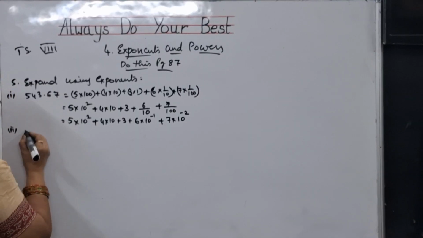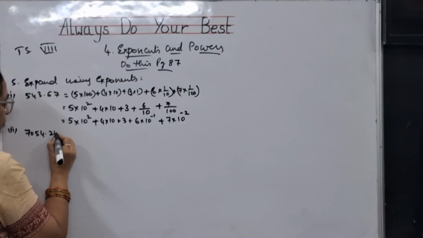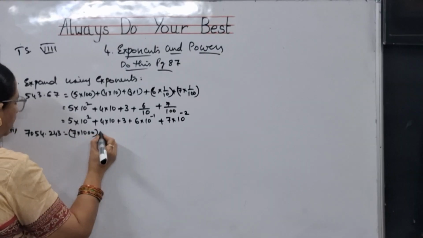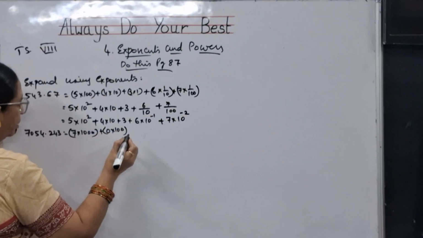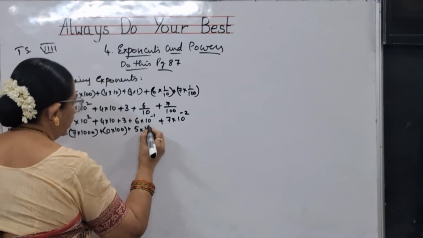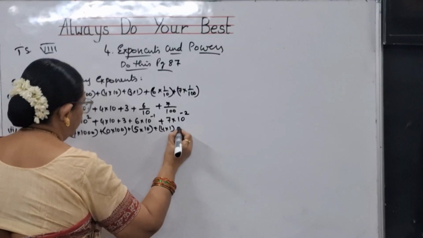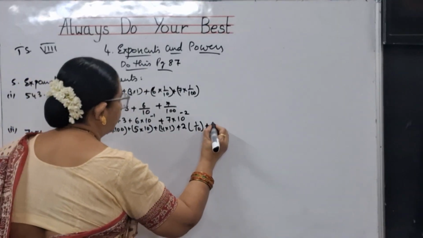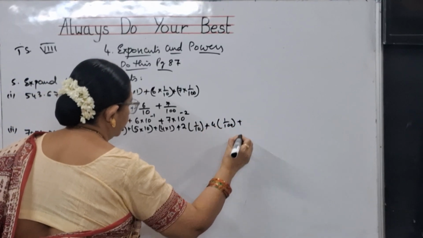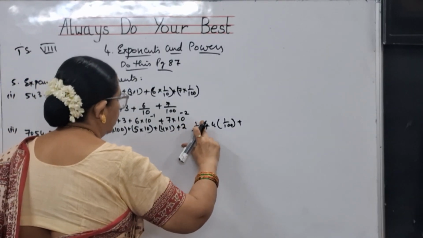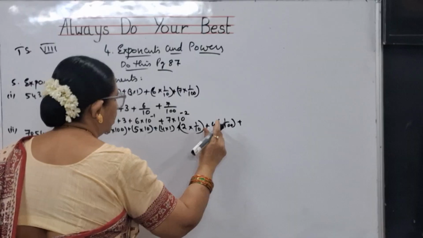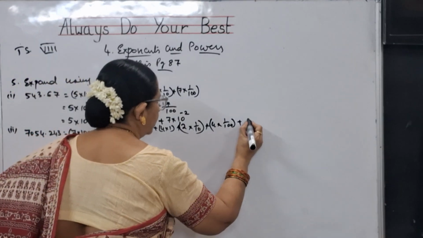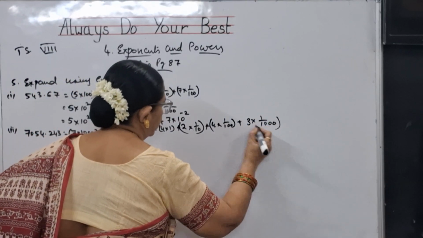Now let us see the second one, 7054.243. So ones, tens, hundreds, thousands. So 7 into 1000 plus 0 in the hundreds place plus 5 in the tens place plus 4 in the ones place plus 2 in the tenths place, 1 by 10, plus 4 in the hundredths place, 1 by 100, plus 3 in the thousandths place, 1 by 1000. I'll write it like this: 2 into 1 by 10 and 4 into 1 by 100.